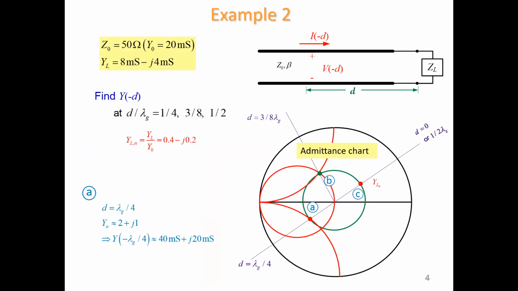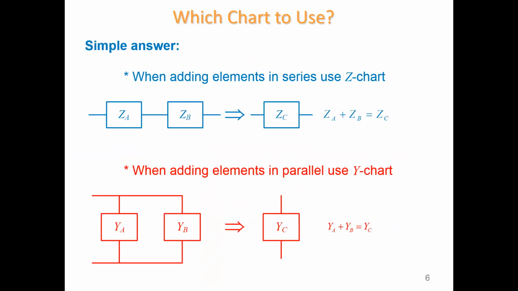See, when adding elements in series, use the Z chart, that means the impedance chart. When adding elements in parallel, use the Y chart, that means the admittance chart. So there are two types of Smith charts: one is the impedance chart, another one is the admittance chart. So which one do you use? Generally, we use the impedance chart, but sometimes we may need to use the admittance chart. It depends on our requirements.